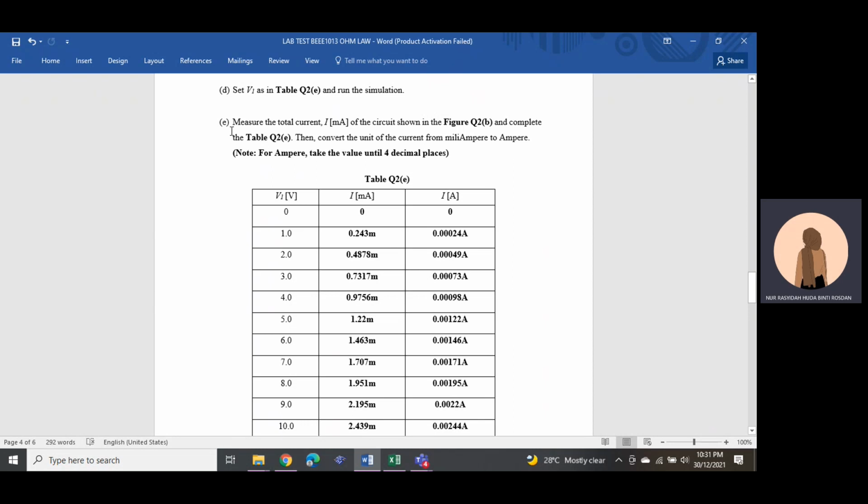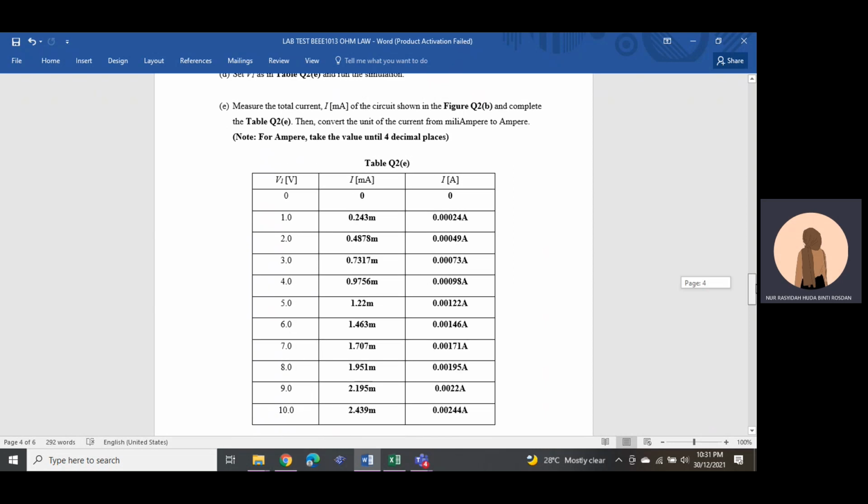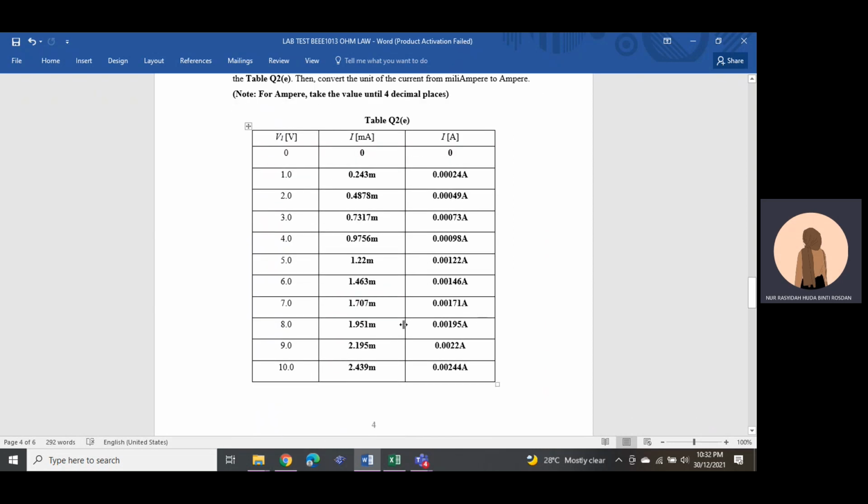For question E, I measure total current. Total current when V is changed. This is the result for current when voltage changes. This is in milliampere. This is in ampere.